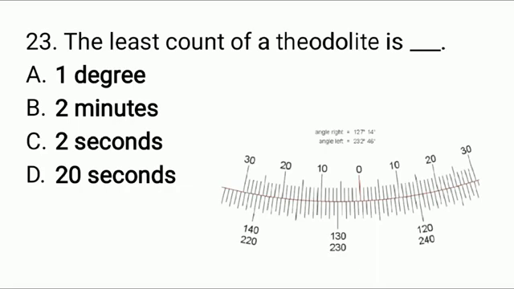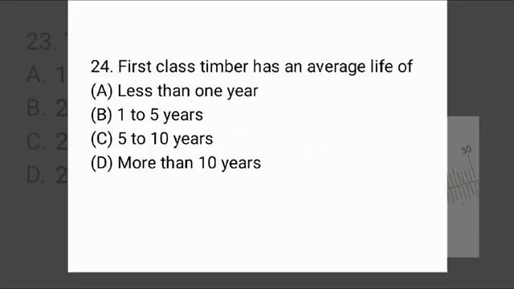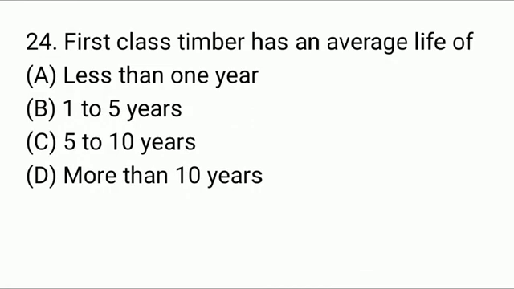The least count is the smallest value that can be measured by a theodolite. Here the theodolite can make, from these options, 20 seconds as the least. It is measured by the main scale and vernier scale. Next question: first class timber has an average life of how much? More than 10 years. So our answer will be D.